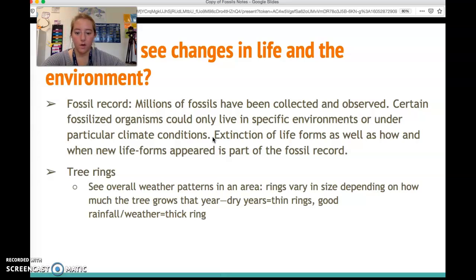I would also highlight this sentence right here. Certain fossilized organisms can only live in a specific environment under particular climate conditions.